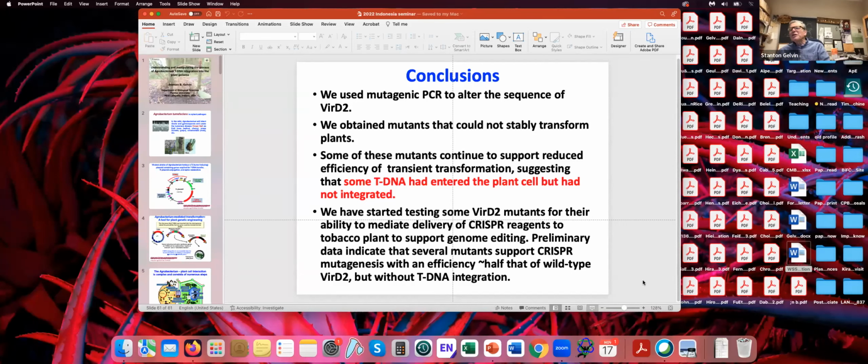So that's why, if we could get T-DNA to get to the nucleus but not integrate, but the CRISPR reagents encoded on the T-DNA do their work, and then everything just disappears, there's no transgenic plant. There's only an edited plant at that point. And that's the goal that we're going for.